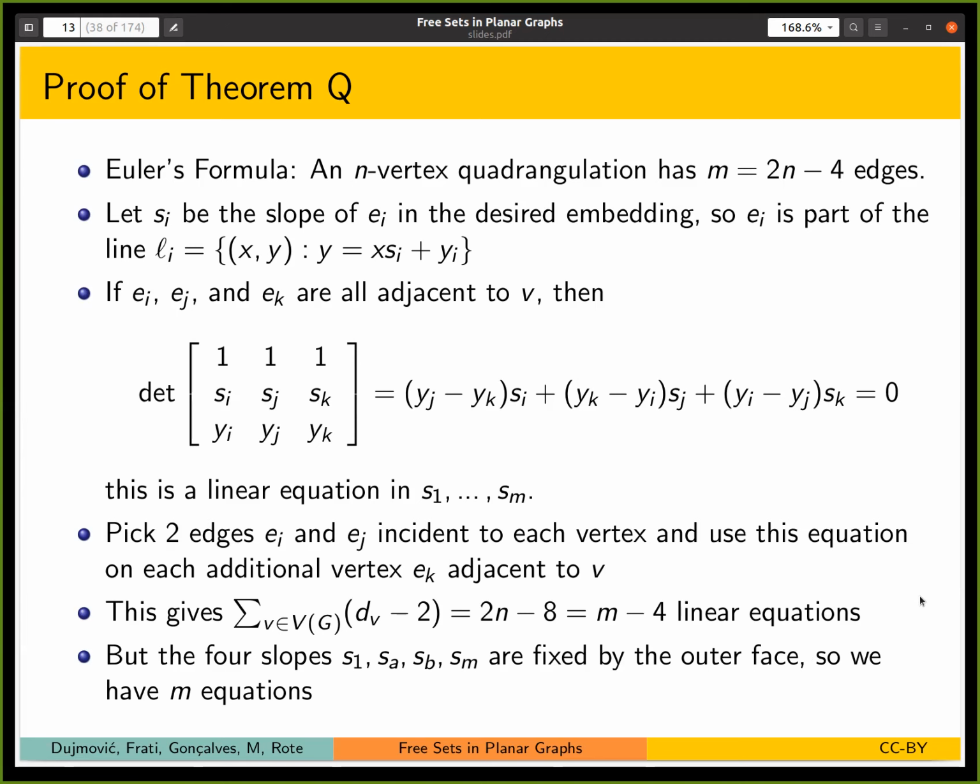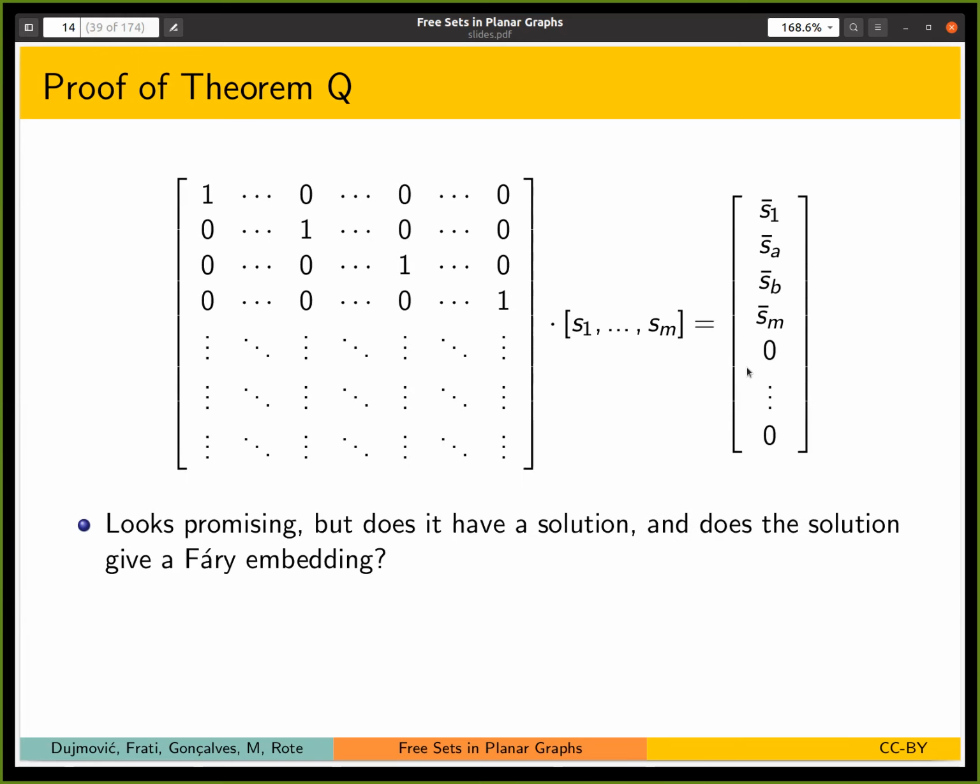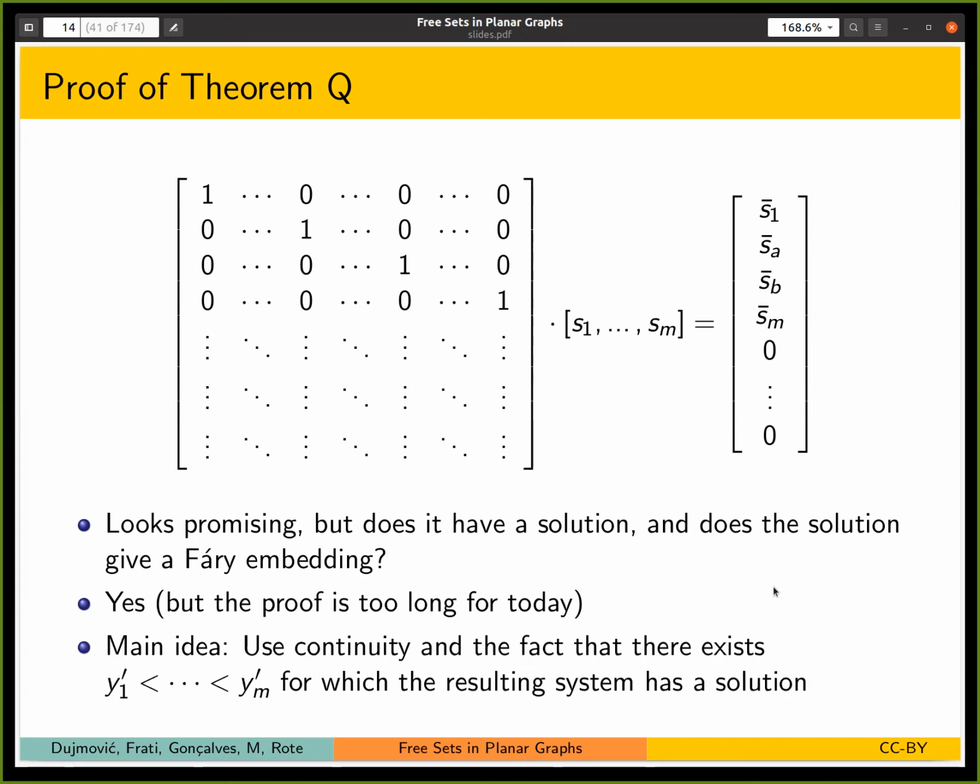So yeah, the situation looks good. It looks like this thing could have a solution, and what is even better, maybe it has a unique solution. Right, so that's this picture. It looks promising. Does it have a solution? Does the solution give a Fourier embedding? The answer to both of those questions is yes. I'm not going to show you the proof today. I will just say that it is not like other proofs that I've seen.